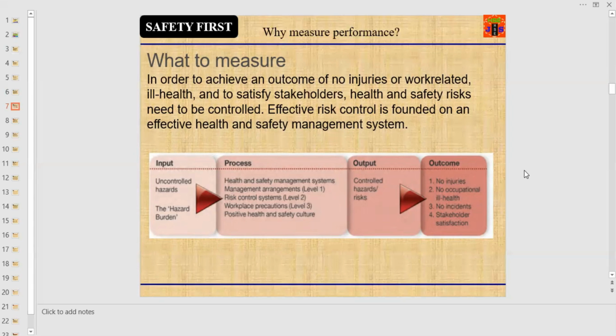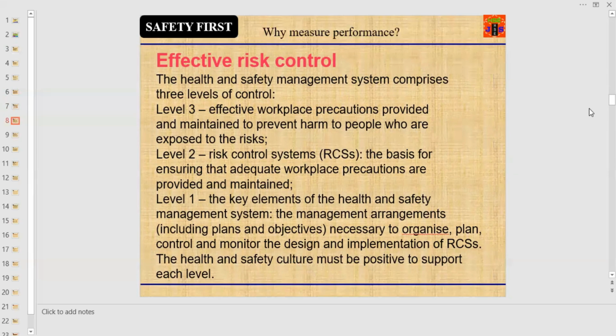If there are no hazards and the risks are controlled, of course, there is satisfaction for all stakeholders, because the company or the project has no injuries, no occupational ill health, and no incidents or accidents. Now, another question is how to make effective risk control, which leads to no accidents, no incidents, or no ill health cases. The health and safety management system comprises three levels of control.